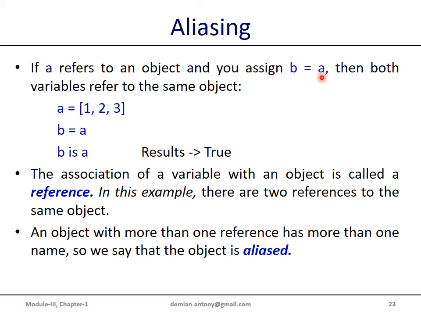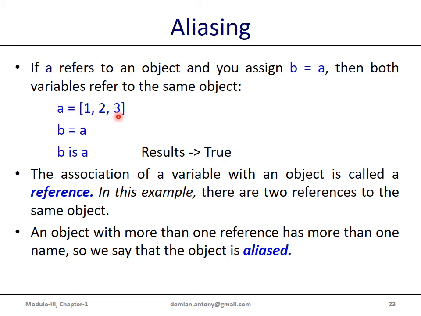When we assign this object to another variable, only a reference is being created. No separate memory for the elements of A is created for B. Both A and B refer to the same memory location where the elements 1, 2, 3 are being stored. That's why we call A and B references. An object with more than one reference has more than one name. In that case, we say that the object is aliased.